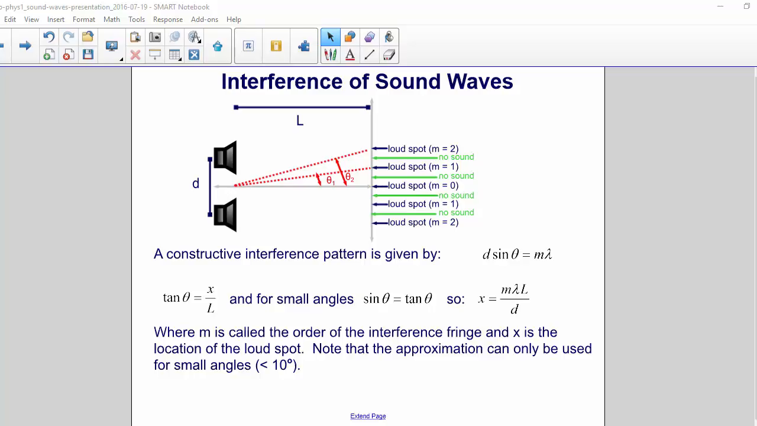Note that the approximation can only be used for small angles, so angles that are less than 10 degrees.